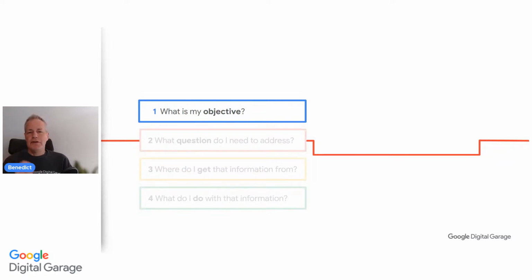All right. First of all, we need to define what our objectives are. What is my objective? Obviously, this is what the state of your business is in at the moment, what stage you're at and everything. So what is your objective here?